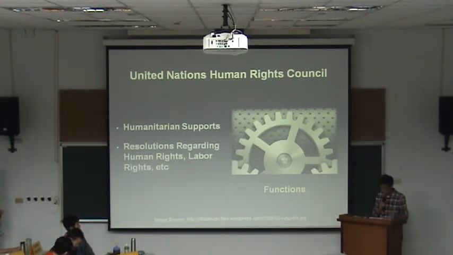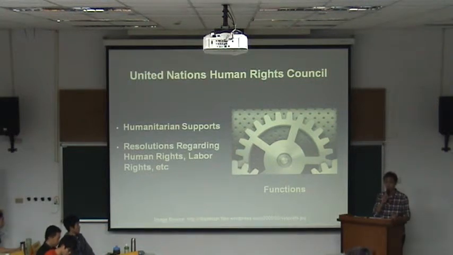And next one is the United Nations Human Rights Council. The main concern of the committee is the issues regarding human rights, which will be discussed in Tainan and so on. Furthermore, it also provides humanitarian support for victims whose human rights are being severely violated.